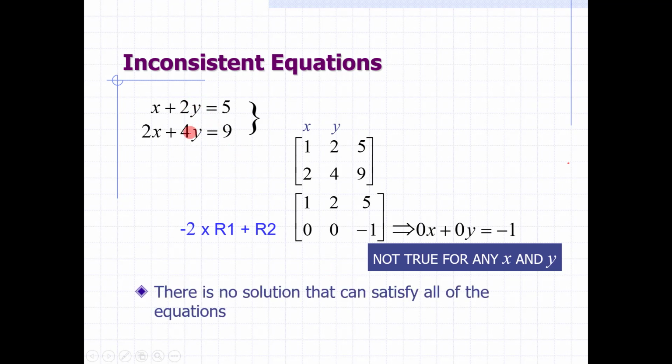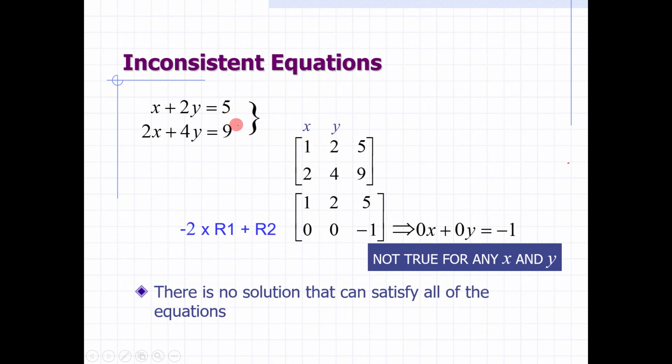Basically, you have two lines here that have the same slope, but different y-intercept. So they never cross. So if you have two lines that never cross, then there's no solution. So the dependent case is when the two lines are the same line, and the inconsistent case is when the two lines are parallel to one another and therefore never cross.